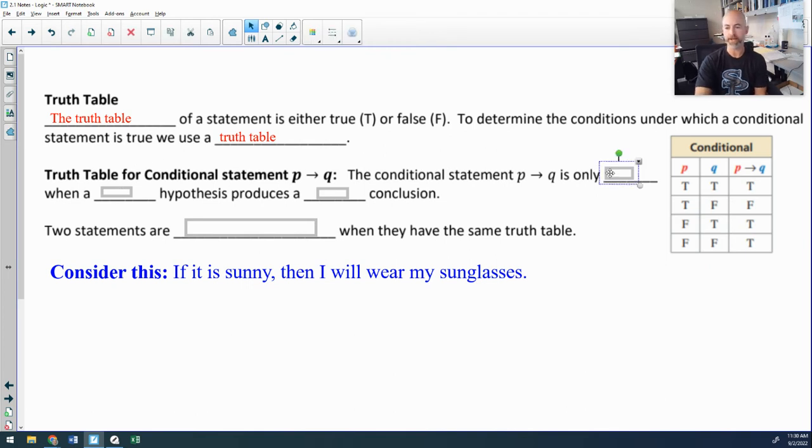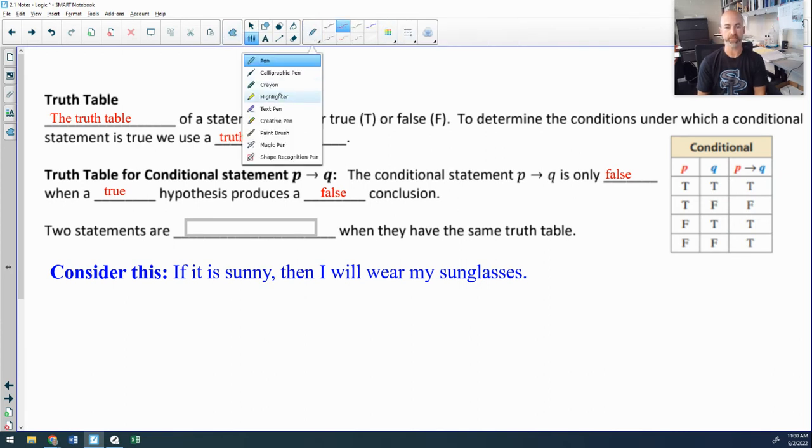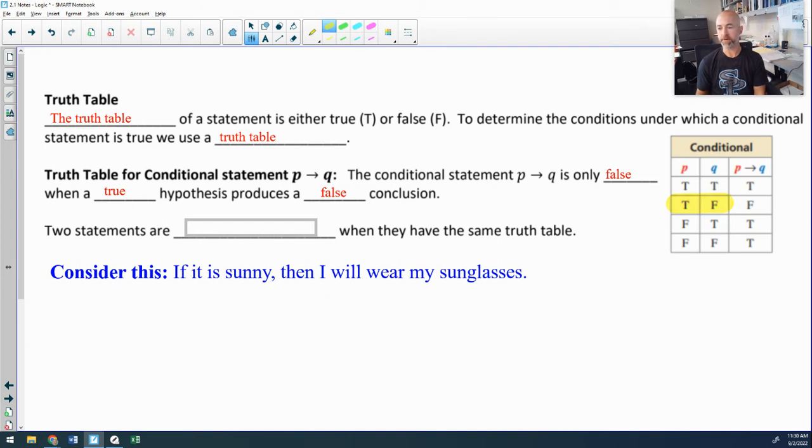So one thing to remember about a truth table is that the conditional statement, if P leads to Q, P implies Q, is a false statement if it turns out that the true hypothesis produces a false conclusion. So the only way P leads to Q can be false, the only way it can be disproven, think of it that way, you're trying to disprove the conditional if P, then Q, is if P happens, but Q does not happen, then the original statement would be false. And so if you have 2 statements that have the same truth table, then they are considered logically equivalent.